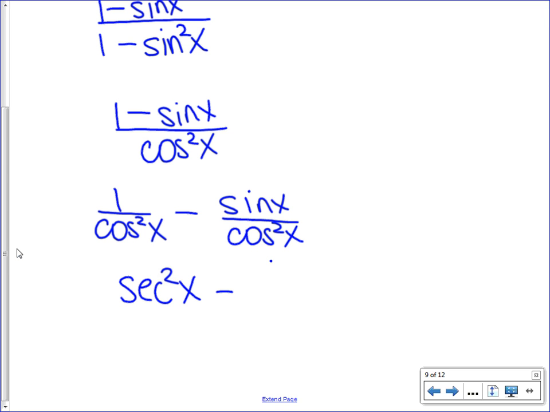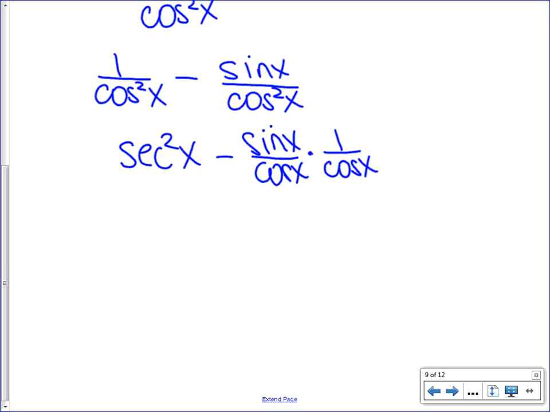Now here, this is a little trickier. I have 2 cosines down here, so what we can do is split this up as sine of x over cosine of x, right? Because we know that's going to be something. But then we have a cosine left over. So we can write it like that, times 1 over cosine x. Does everyone agree with how I rearranged that? So what we can write is secant squared x minus what, sine over cosine? And what is 1 over cosine?